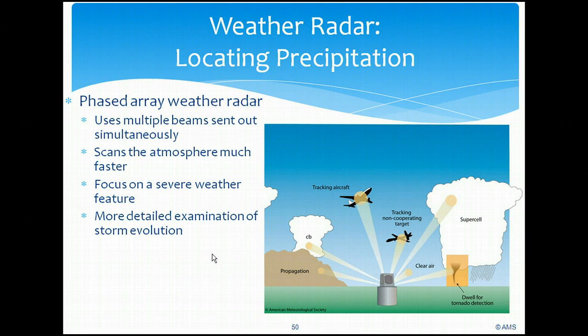The long-term future of weather radar lies in something known as phased array weather radar, seen here in this figure. This uses multiple beams that are sent out simultaneously, and the entire atmosphere is scanned in 30 seconds instead of the current 5 to 7 minutes, and the radar has the ability to quickly focus on severe weather features such as possible tornadoes. In addition, phased array weather radar provides a more detailed explanation of storm evolution and will help scientists refine conceptual and numerical weather models.